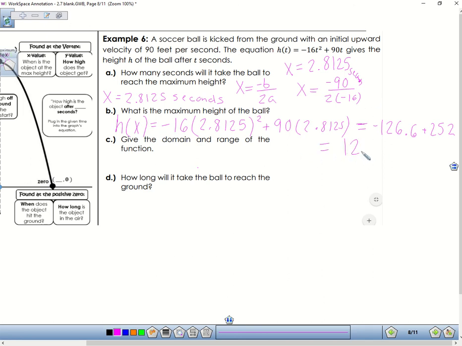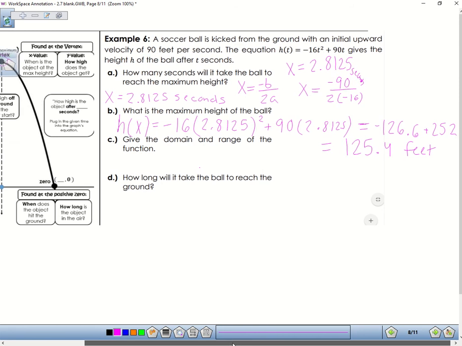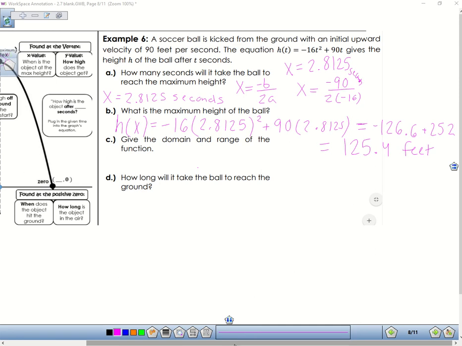So I'm getting 125.4 feet in the air. That would be its maximum height. So does everybody understand the relation between the time of the maximum height occurring and what the maximum height is? This is a question that is going to be on your test or quiz, by the way.